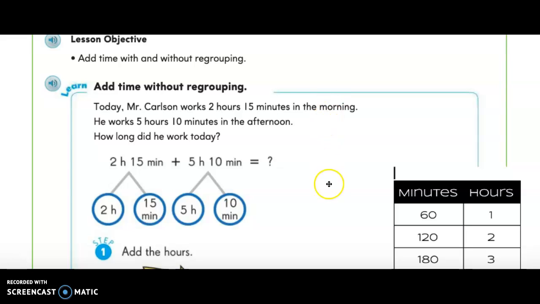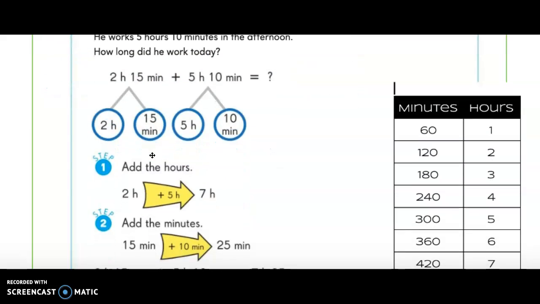So adding time, we're going to start with no regrouping. So we're going to keep it simple to start like we typically do, and then we will get into the more difficult, challenging stuff in the next lesson. So today, Mr. Carlson works 2 hours, 15 minutes in the morning. He works 5 hours, 10 minutes in the afternoon. How long did he work?